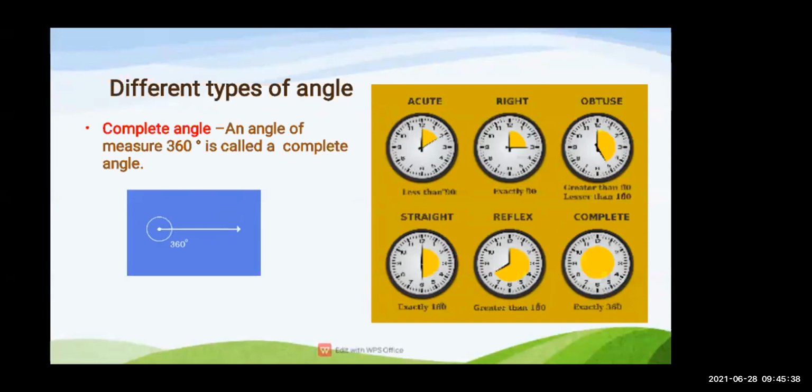Now in this figure you can see here, see this line, it is completing, पूरा round लिया है उसने, देखो. पूरा round लिया है. So that pura round, that means if it is taking a complete round, it is a complete angle. So the measure of the complete angle is 360 degree. The measure of the complete angle is 360 degree.